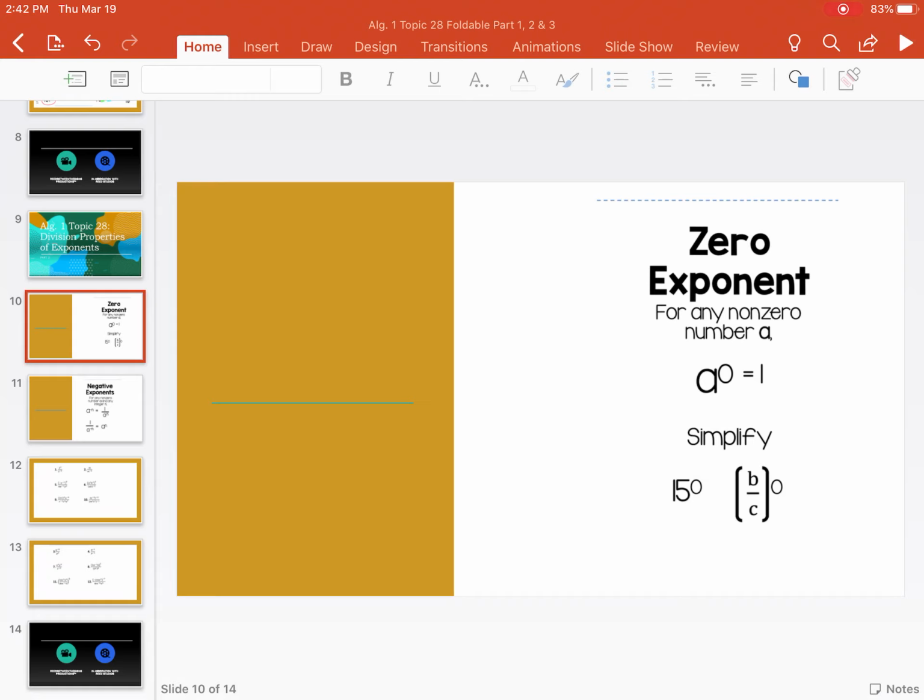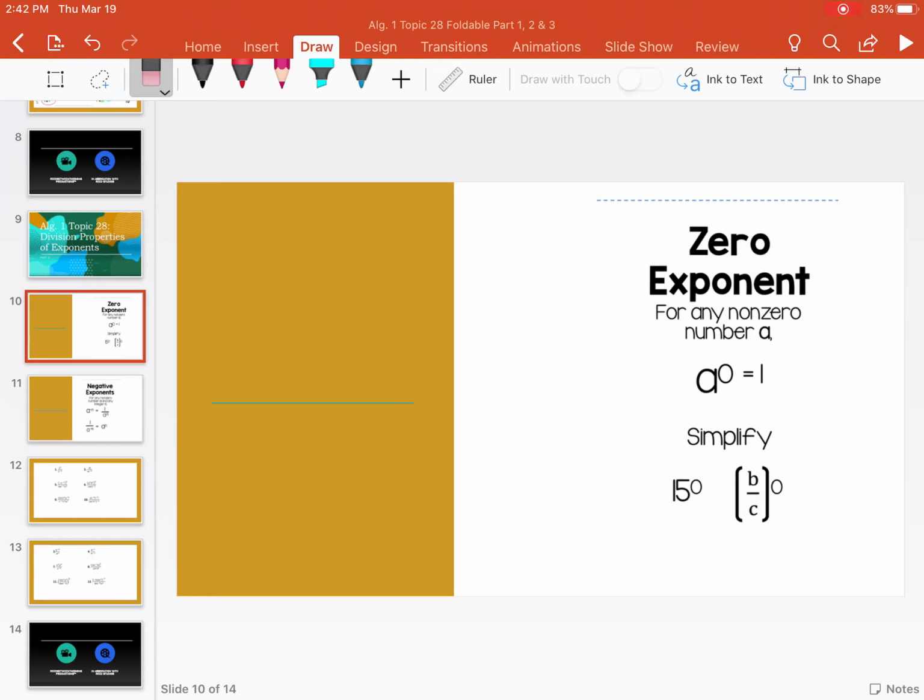So first thing is the zero exponent. For any non-zero, key part that we learned here already, non-zero number A, A to the 0 equals 1. Now we talked about this a little bit more in depth in topic 26 videos. So if you would like to see that specific case where it is 0, you can refer back to that video. But assuming that A is non-zero, A to the 0th power, automatically 1.